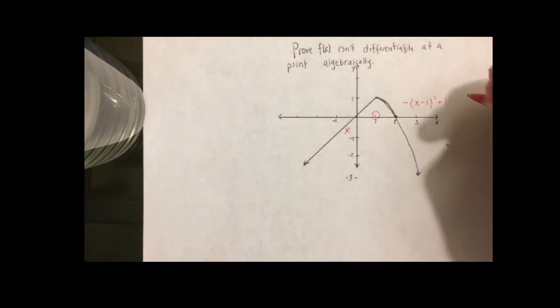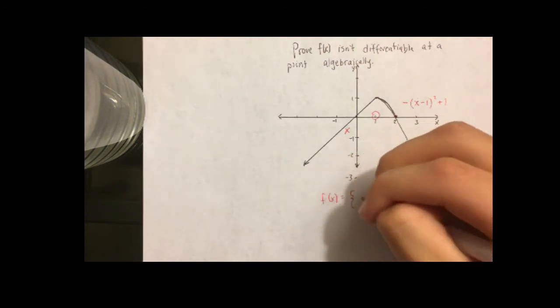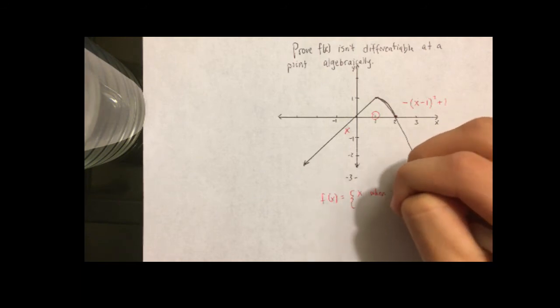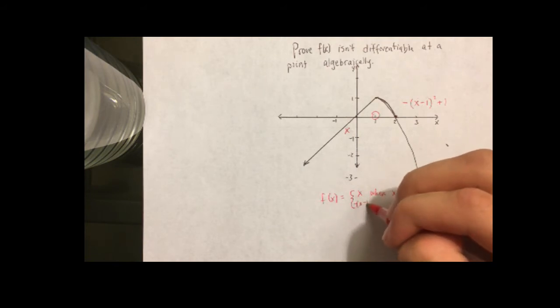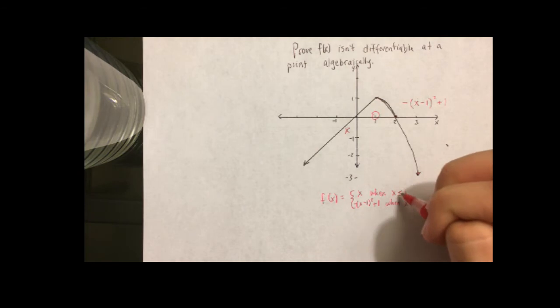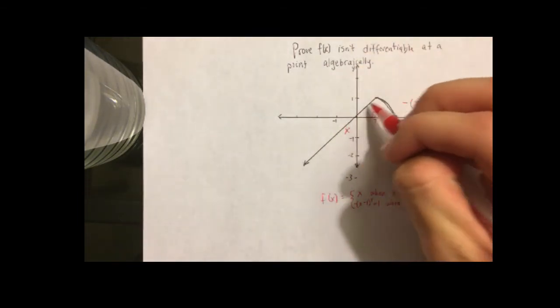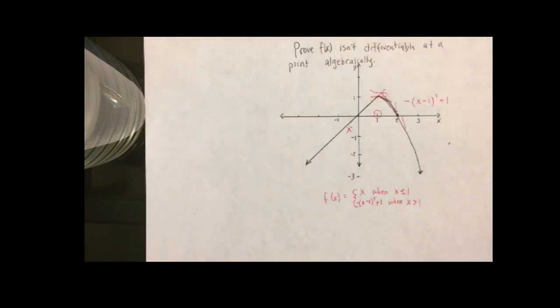Okay, below we'll write that in more proper piecewise function notation. So x when x is less than or equal to 1, and negative quantity x minus 1 squared plus 1 when x is greater than 1. Alright, to reassure that we know that it's not differentiable, we're going to draw in some tangents. So we see that it seems to be 1 from the left and maybe 0 from the right.